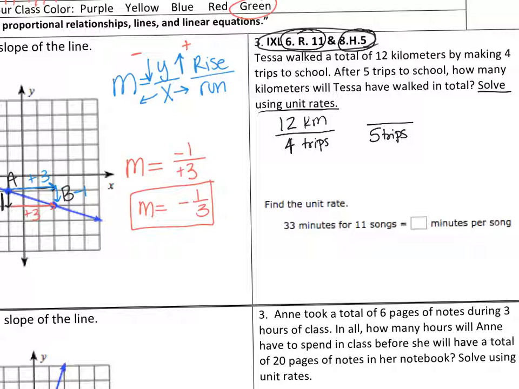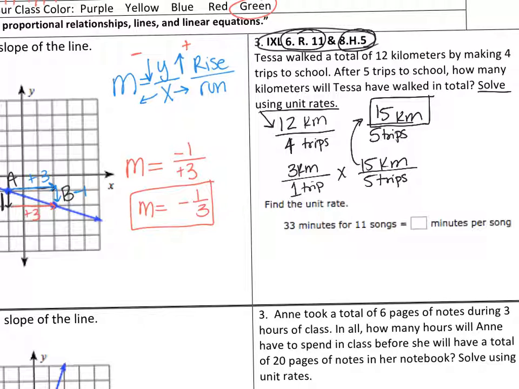So you would take your first ratio and figure out how many kilometers Tessa walks per trip. Or you could just divide the numerator by the denominator. And if you solve that, it's going to be 3 kilometers per trip for every 1 trip. So if she takes 5 trips, you multiply that by 5. And 3 times 5 is 15 kilometers. So you found the missing piece right there. 15 kilometers.